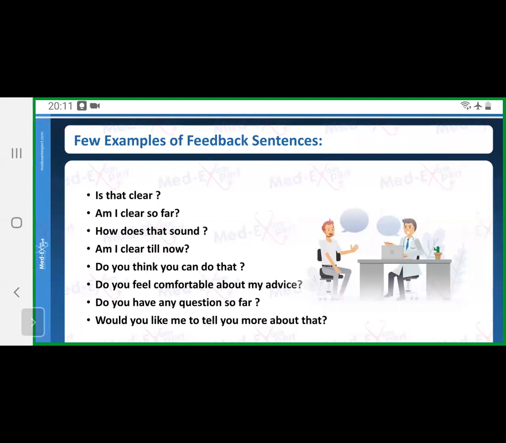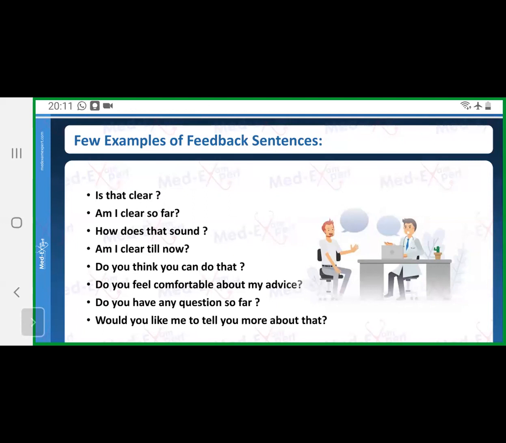So this will help in the bilateral flow of information between the examiner and the student who is appearing in the OET exam. You can also ask the patient, do you feel comfortable about my advice? In the UK, there is a lot of consideration given. You cannot be judging the patient. If the patient says that I would not be able to quit smoking, then you can't say that you are a very bad person, you are not listening to my advice. So you have to ask the patient, do you feel comfortable with my advice? You can also ask, do you have any questions so far?